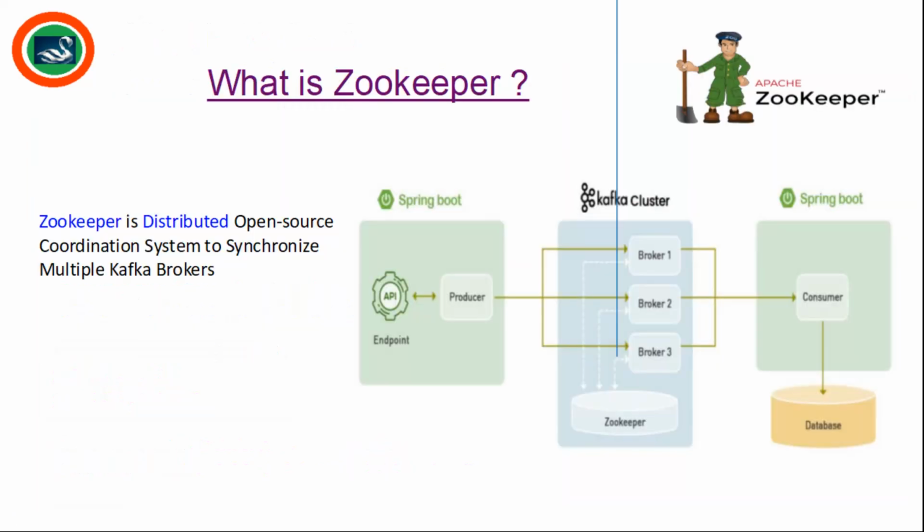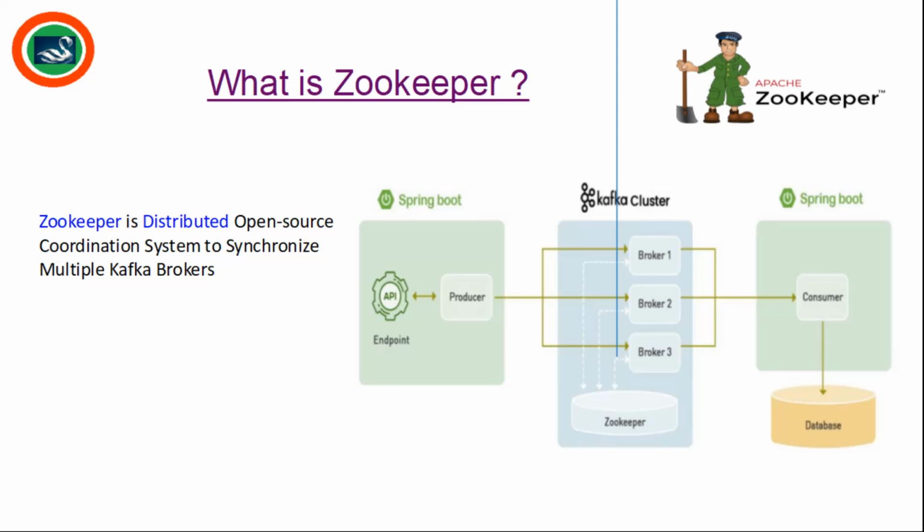Now coming to what is Zookeeper. Zookeeper is a distributed open source coordination system to synchronize multiple Kafka brokers. As already discussed, the Kafka cluster is there to handle multiple data transfers. For multiple messages with parallel sending operations, we need multiple Kafka brokers. So for organizing and coordinating all these things, we need a Zookeeper.